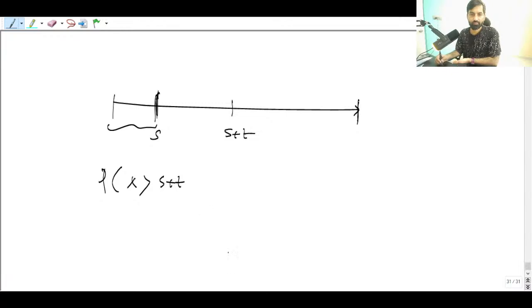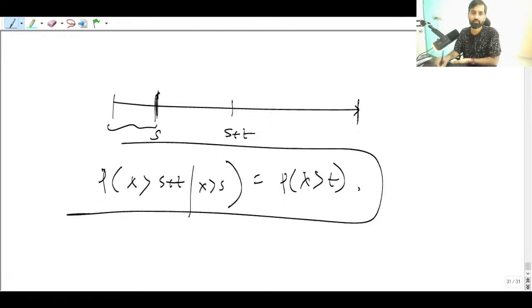given that x greater than s, is nothing but the probability of x greater than t only. So how to compute this, I'm just going to paste here and you can understand that.